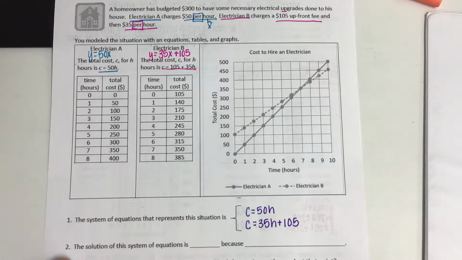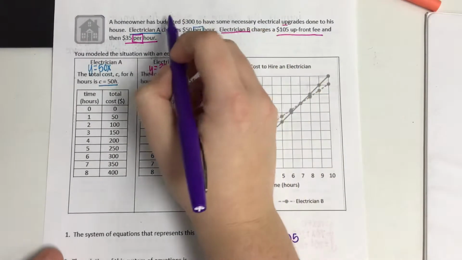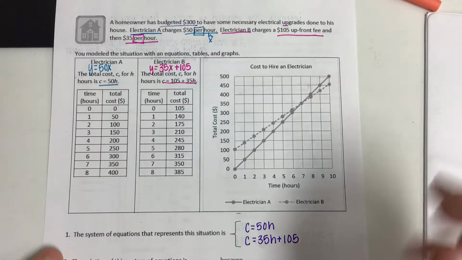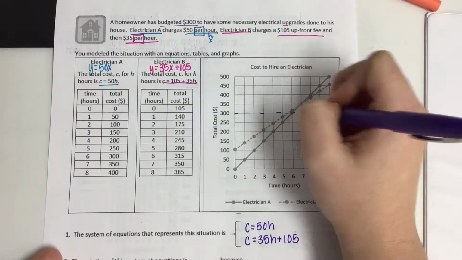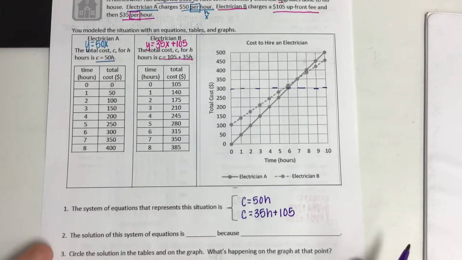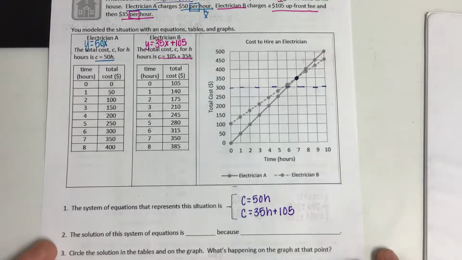Okay, the solution to the system of equations is what? Well, the information we need to go off of is that they have budgeted $300. So $300 is how much he can spend, but whenever we ask for the solution, I want to know where they intersect. And they actually intersect at this point right there.